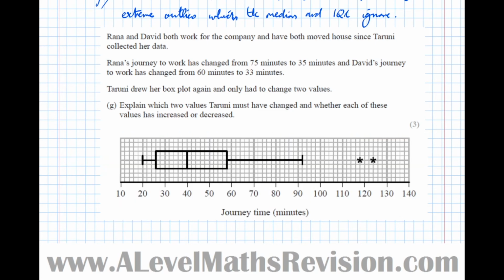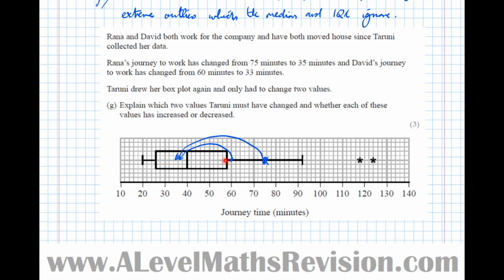So it helps to have a picture of the box plot here and just see what's going on. So it says that Rana's journey has changed from 75 to 35. So 75, which is roughly here. So a piece of data here is moved into this region here. And then 60 minutes to 33. So somewhere in this region here to this region here again. So 2 pieces of data are taken out of this arm here and are placed in this section here.